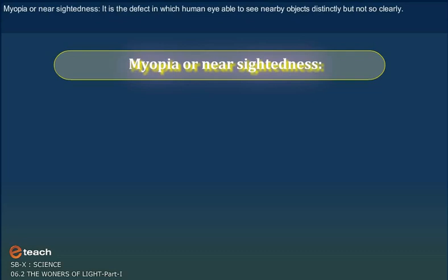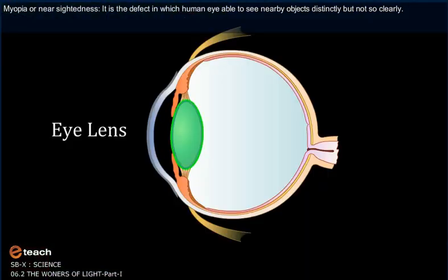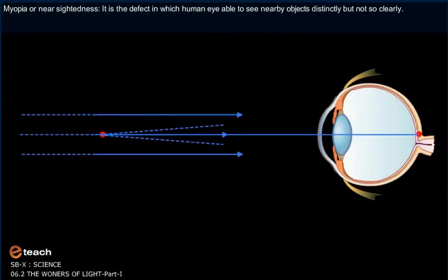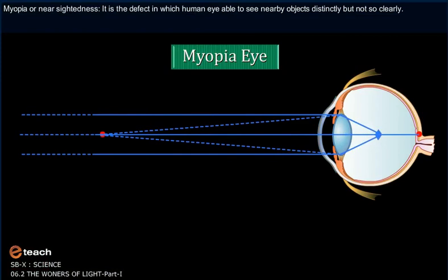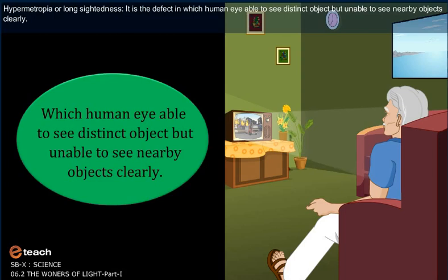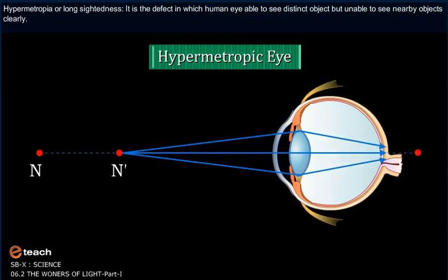Myopia or nearsightedness. It is the defect in which human eye is able to see nearby objects distinctly but not distant objects clearly. Hypermetropia or long-sightedness. It is the defect in which human eye is able to see distant objects but unable to see nearby objects clearly.